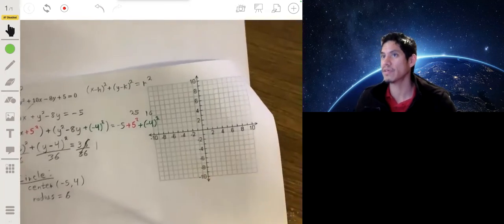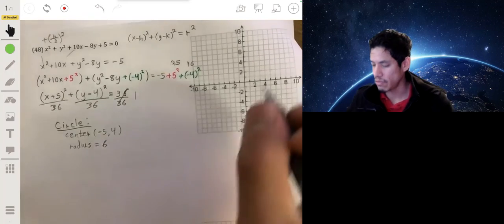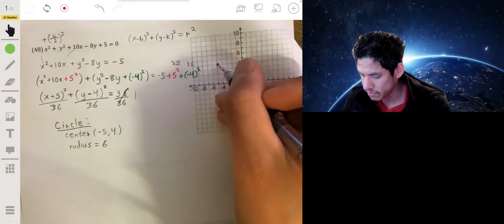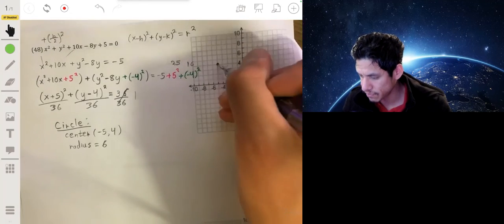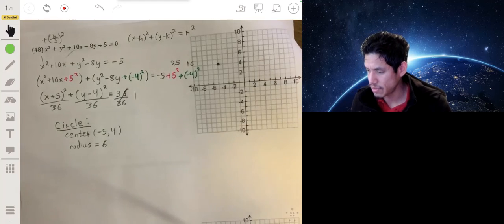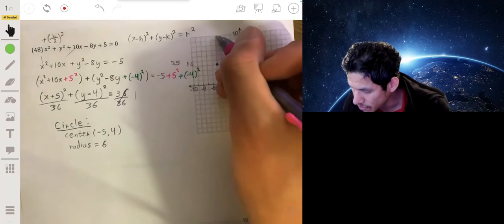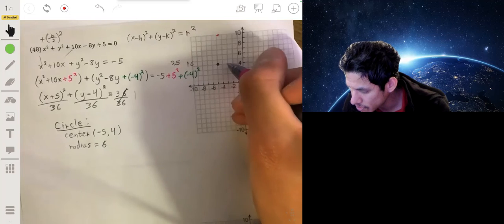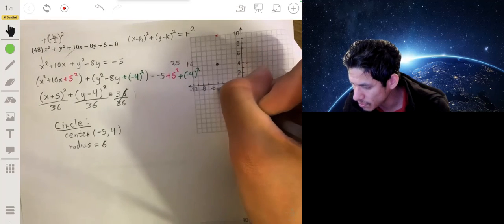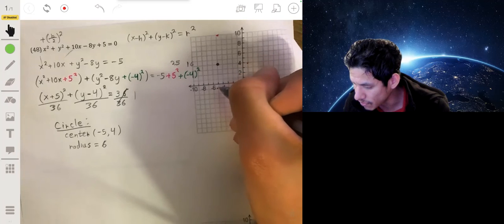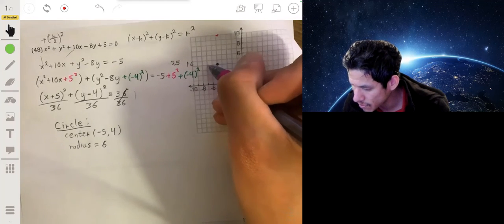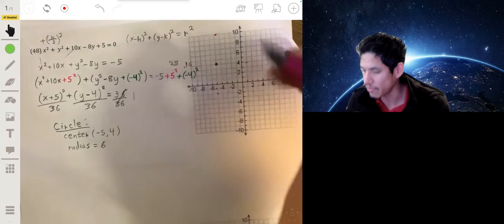So if we were to graph this, we plot the center at negative 5, 4. So radius of 6, we go through this point, that point, and 6 below. Or no, 1, 2, 3, 4, 6 below would be over there. 6 to the right would be over there.